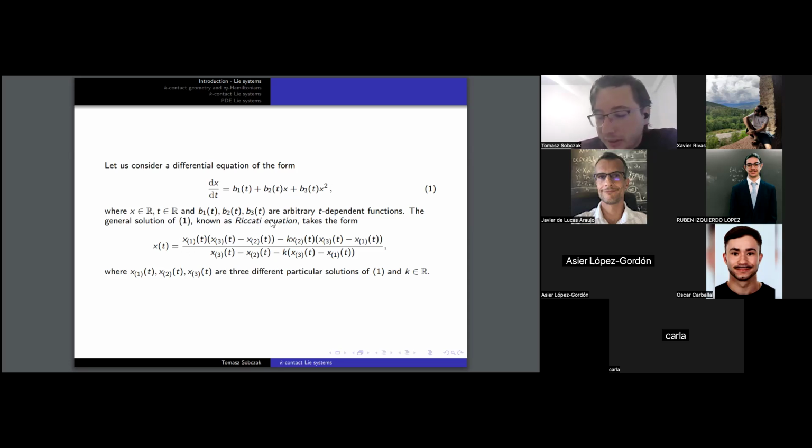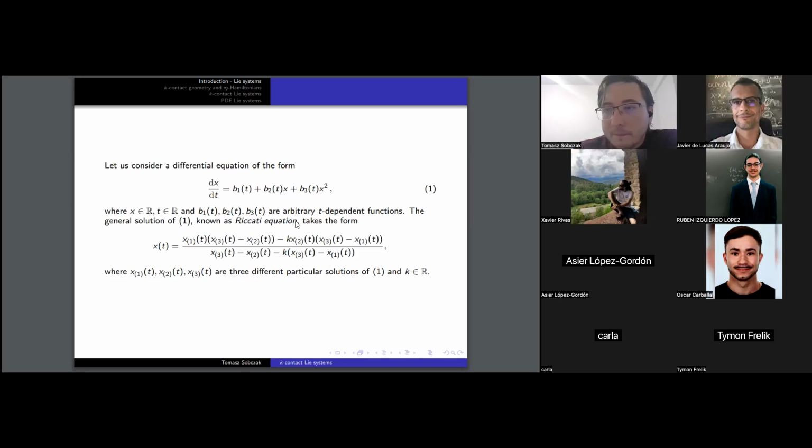And this property... Sorry, Tomasz, there is a little nuance about what you said. In reality, when you have 3 fixed different particular solutions and you restrict k to be a real number, you recover almost every solution. Indeed, you will not be able to recover, for example, x2(t). Okay, so yes, I wanted to say that later, okay.